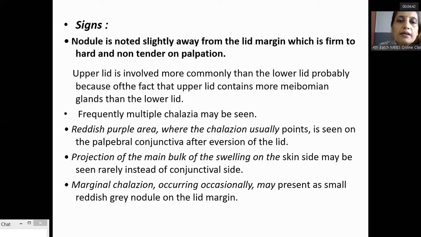A reddish purple area where the Chalazion usually points is seen on the palpebral conjunctiva after eversion of the lid, and projections of the main block of the swelling on the skin side may be seen rarely instead of the conjunctival side, and marginal Chalazion occurring occasionally may present as small reddish gray nodules on the lid margin.